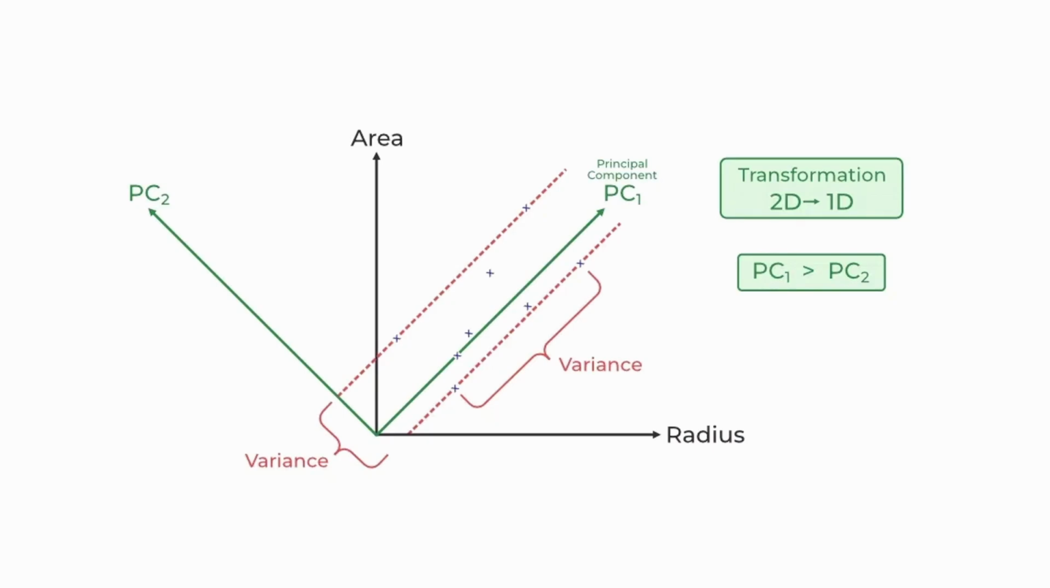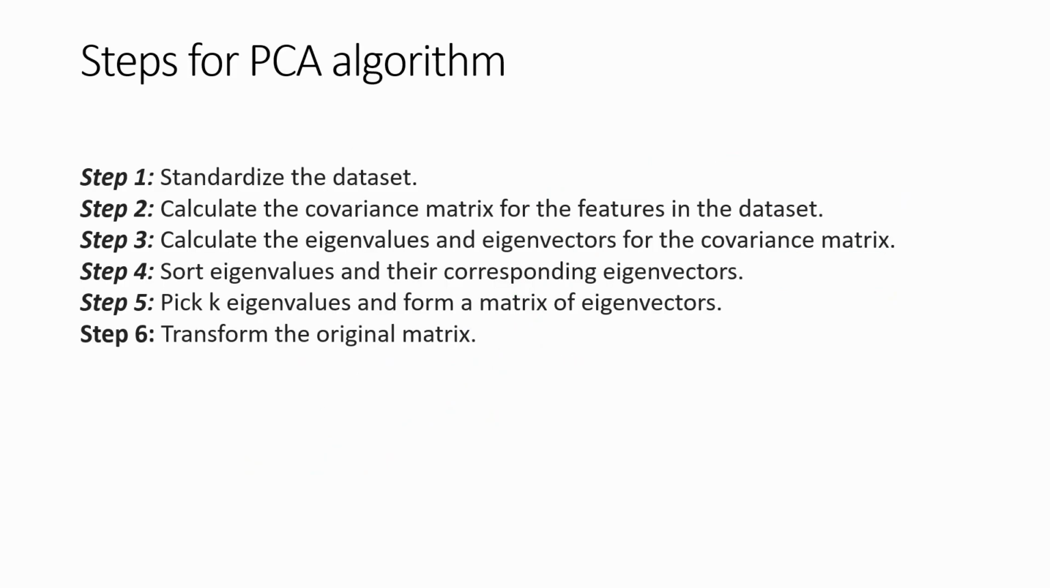When you talk about the variance for the first principal component, you can see the data spread. The marked ones are the data points. Here in the first principal component, you get the maximum variance in data, but for PC2 the variance is lesser than the first principal component. So basically the transformation may be from 3D to 2D or 2D to 1D. Here it is 2D data, so we can take it to 1D.